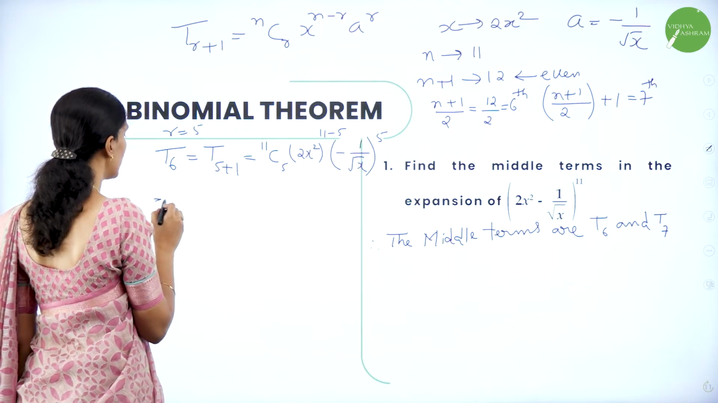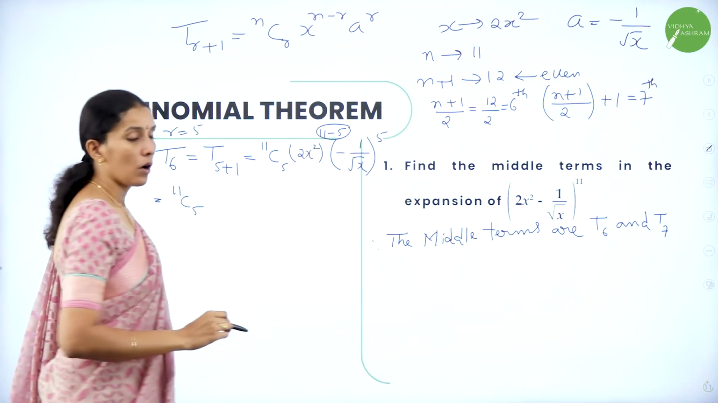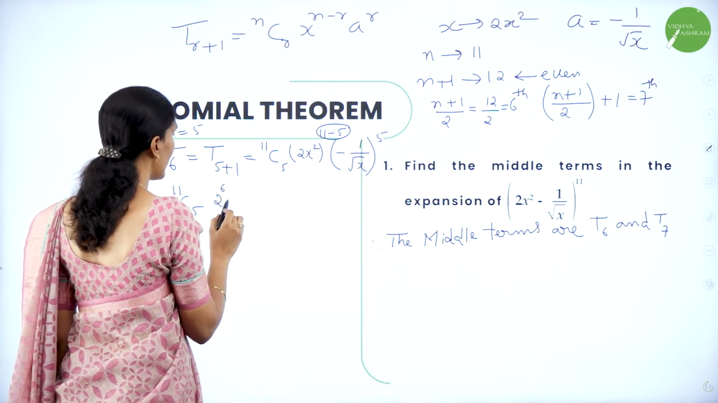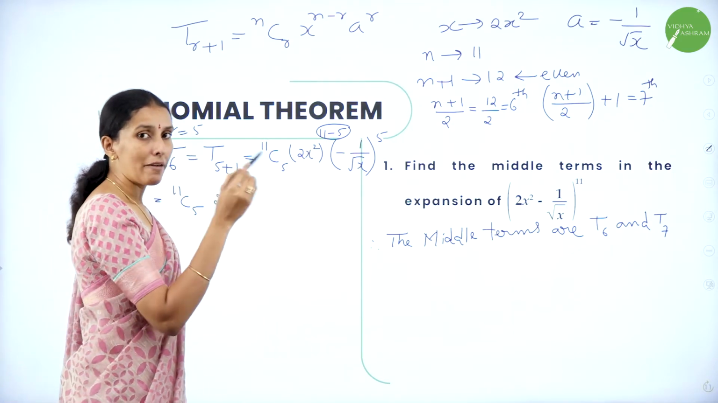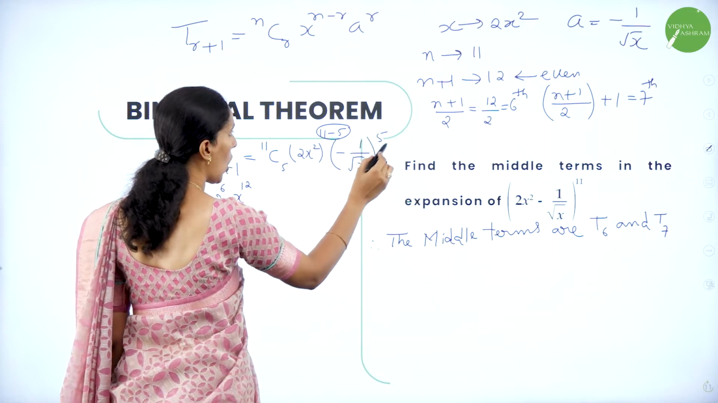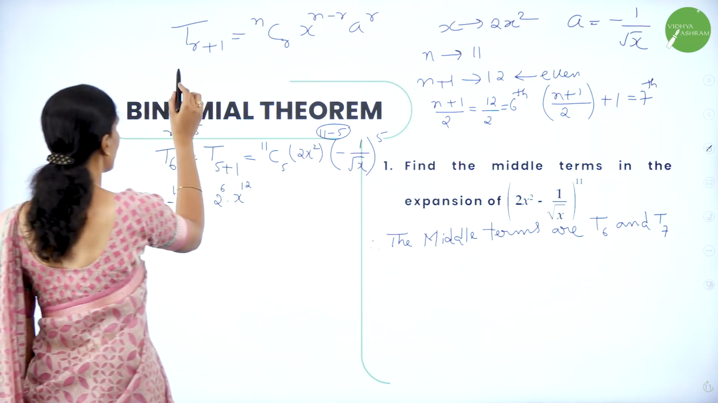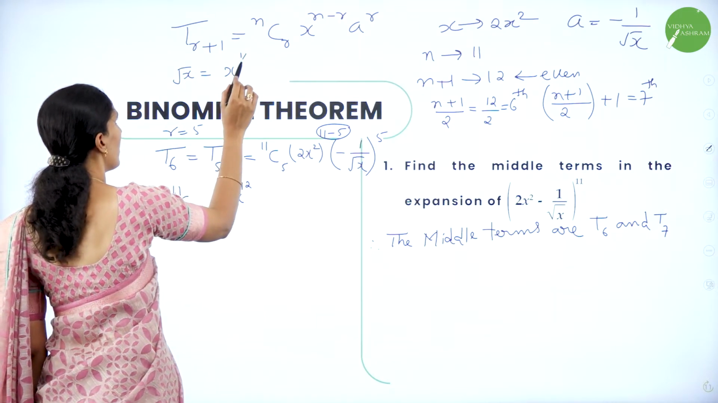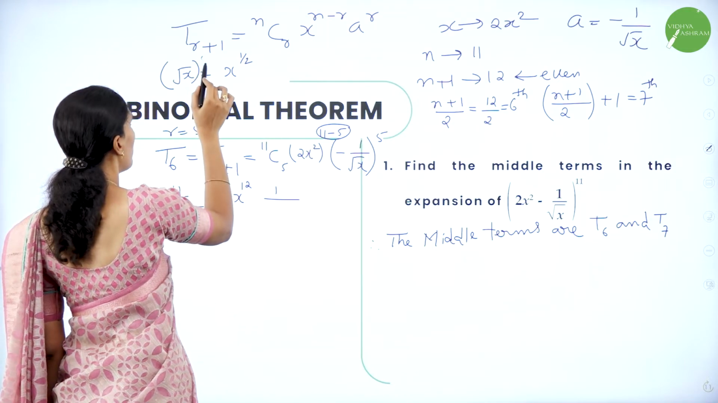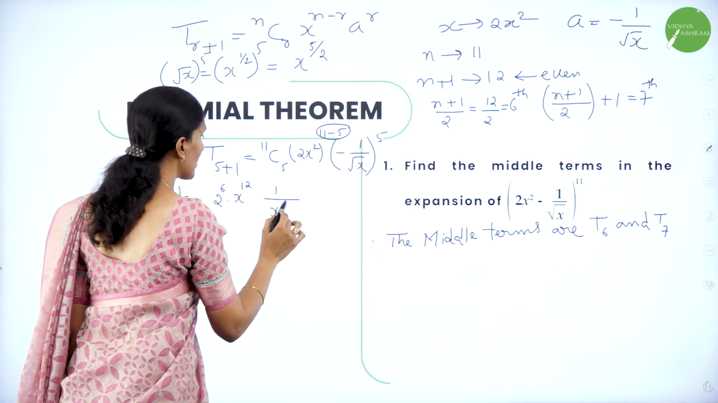So now evaluate it. 11C5. So 11 minus 5. What is the value of 11 minus 5? It is 6. So this becomes 2 power 6 into x square you have. Power is 6. So 6 2s are 12. X power 12. Here you have minus with odd power. So it will be negative only. Next, this one, root x can be written as x to the power 1 by 2. So 1 power 5 is 1. X power 1 by 2 whole power 5 is x power 5 by 2. So this is your x power 5 by 2.